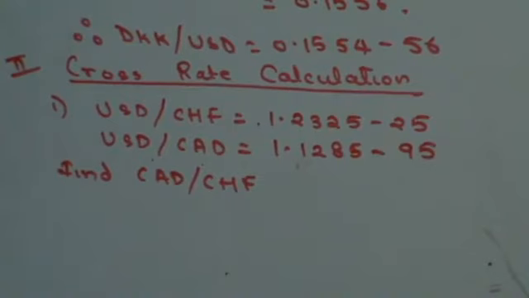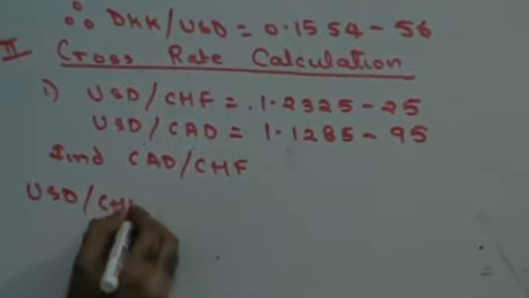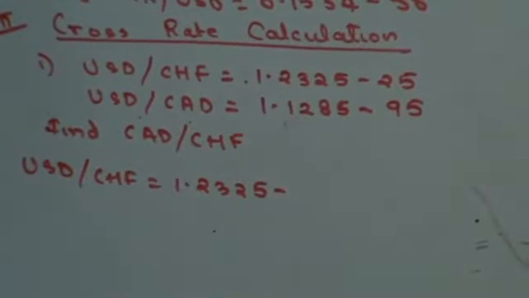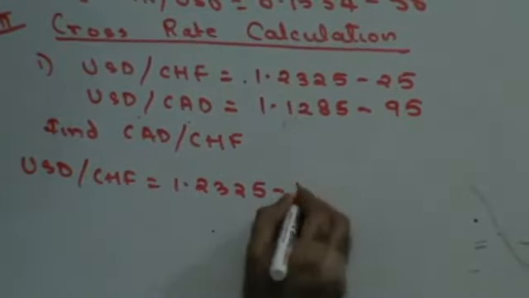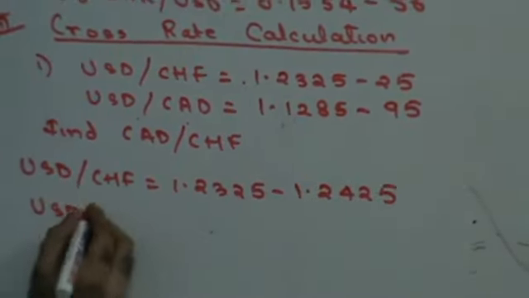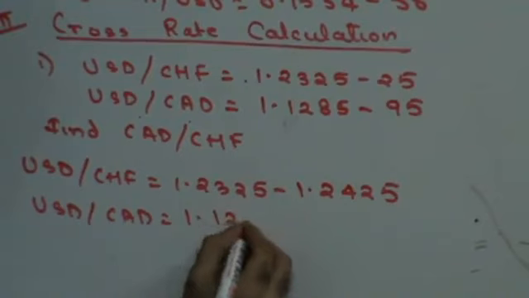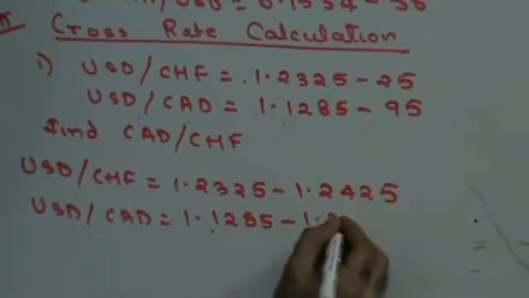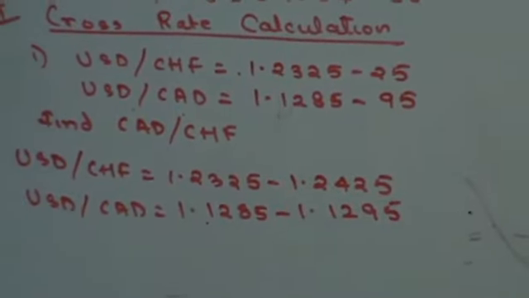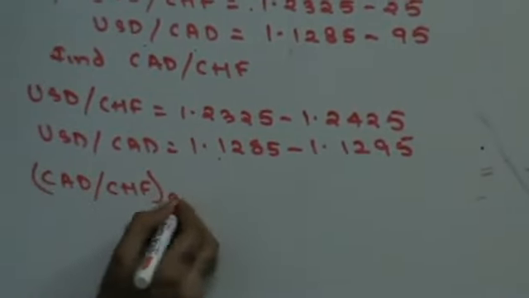Now, guys, first let's write the quote correctly. US dollar Swiss francs is 1.2325. Since the last two digits are same, the digit before that has to be increased by 1. So this will be 1.2425. Similarly, US dollar Canadian dollar is 1.1285, which becomes 1.1295.